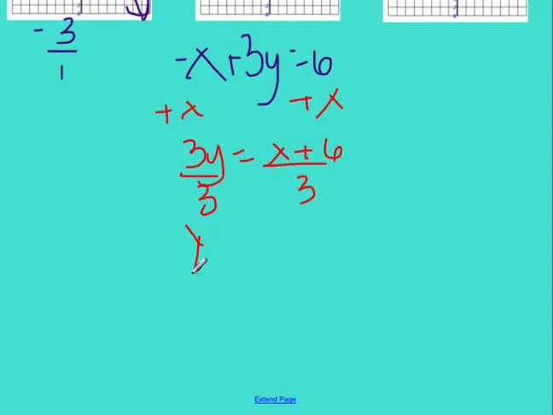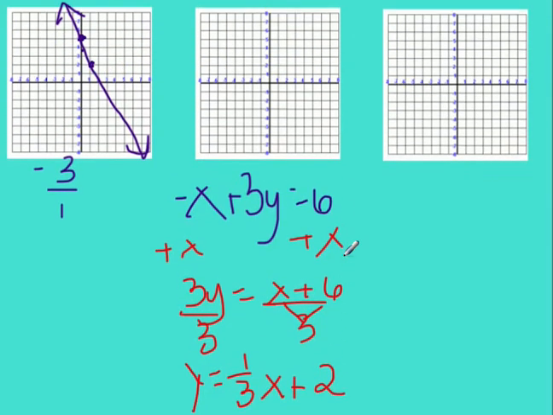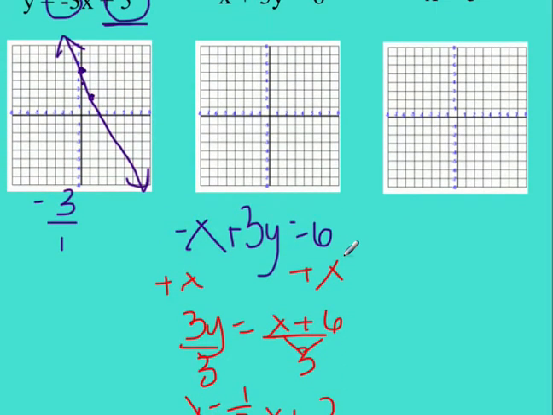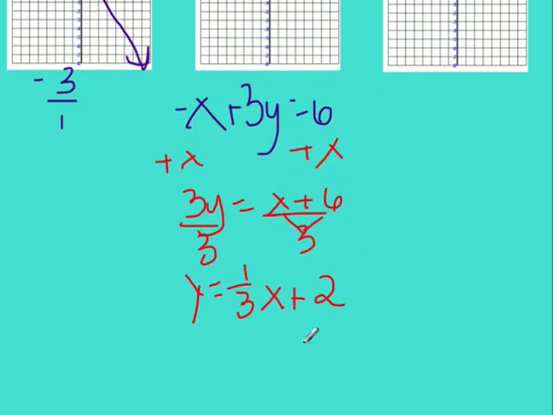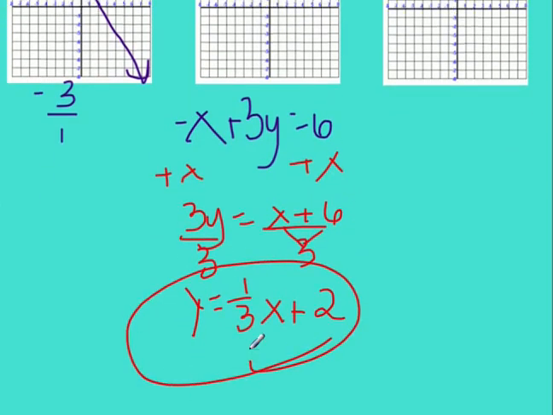So then I have y is equal to, and I want to divide each part by 3. Well, x divided by 3, that's going to be the same as 1/3 x. And then 6 divided by 3 is going to be 2. So then I have y is equal to 1/3 x plus 2. So I go up here, and I'm going to go ahead and have you guys graph this. So I want you guys to graph this equation right here for this second one.